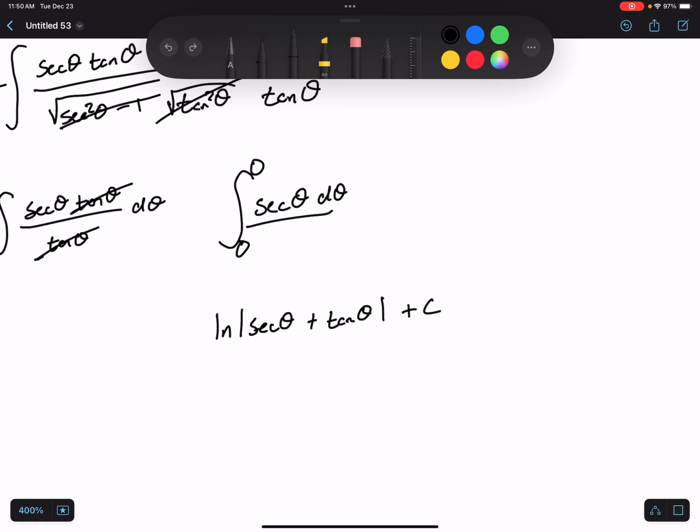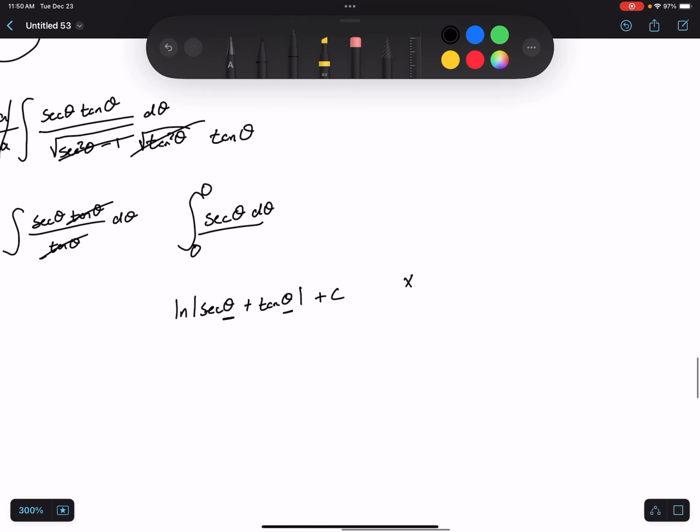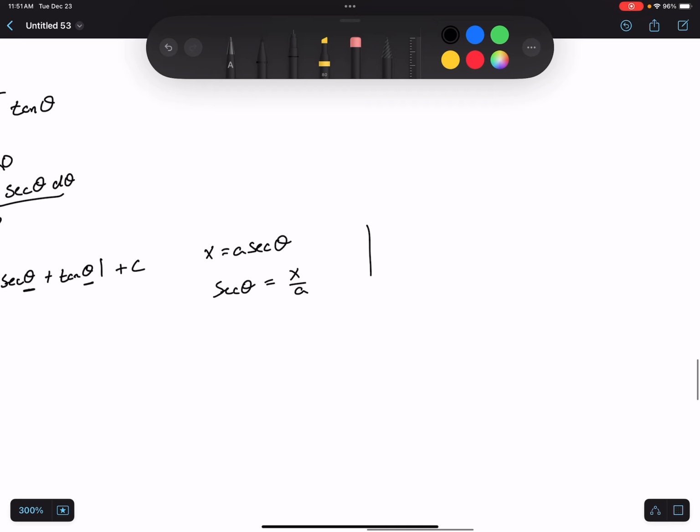And now that we're in this form, all we have to do is recognize that we're still in terms of theta here, and we started this in terms of x. And so we need to resubstitute our x value back in. So if we rewrite down here that x equals a secant theta, then we can deduce that secant theta equals x over a, and now we can use this to draw a triangle. If we use this as theta, secant is hypotenuse over adjacent, so we'll have x here and a there. And then we'll put a y there for now.